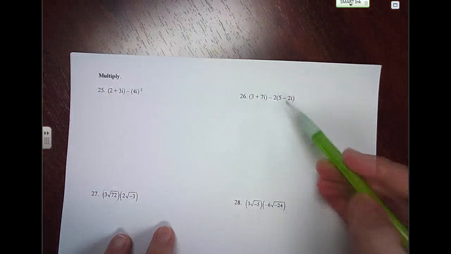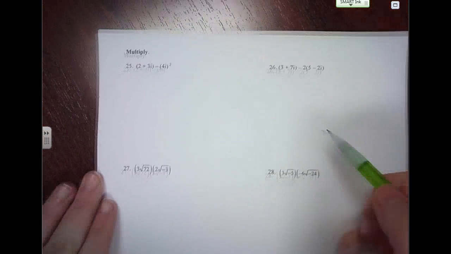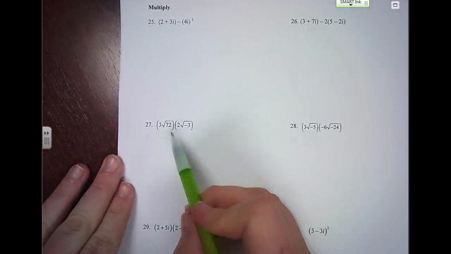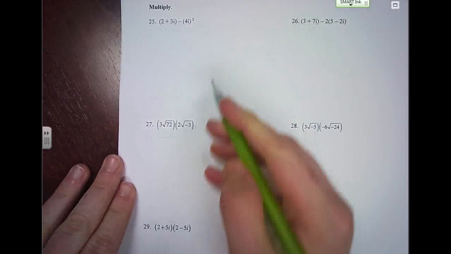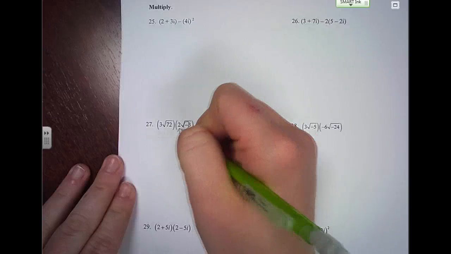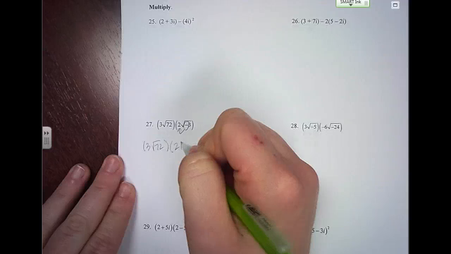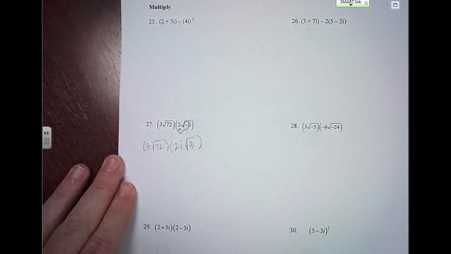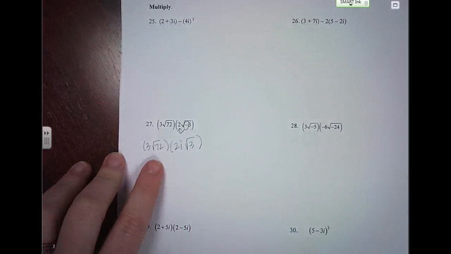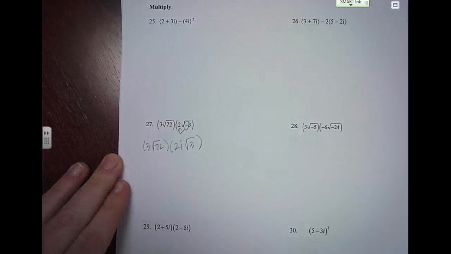Okay, multiplying. Number 26, again, is just a distributing one, so we won't do that one. Let's jump down maybe to 27. So on 27, before you start multiplying, you have to look and see if there's any i's you can take out. So we have 3 square root 72 times 2i square root 3. Now you can simplify the 72 first and then multiply. I like to multiply and then simplify.